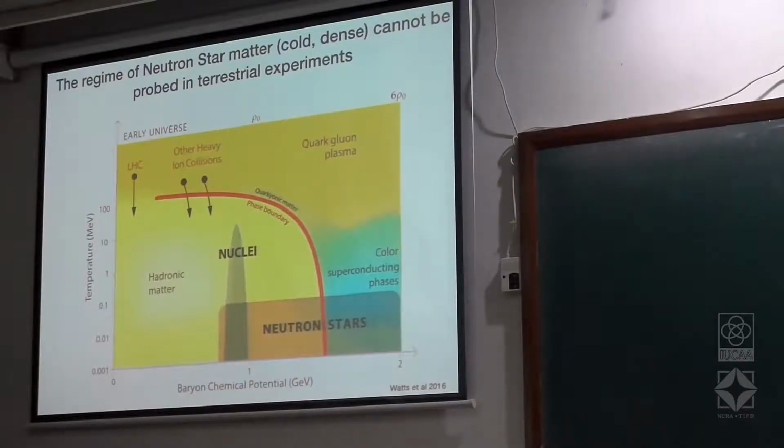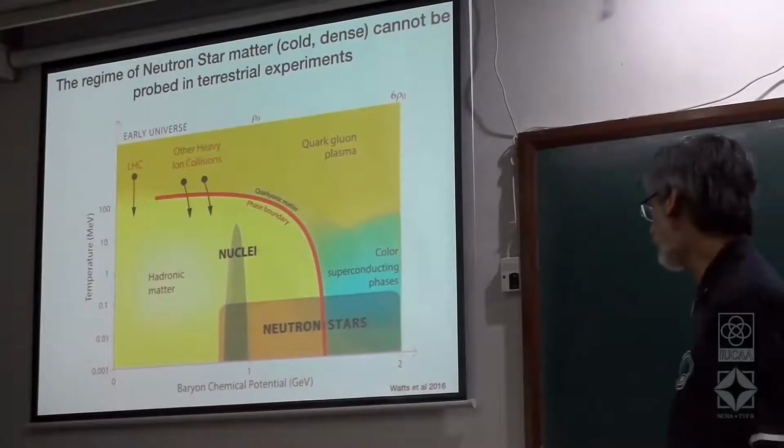People are even trying to find and experiment with quark-gluon plasma in the accelerators. But it's impossible to produce this in terrestrial conditions, which is very high density but very low temperature. So laboratory experiments cannot access the neutron star equation of state from measurements straight off.